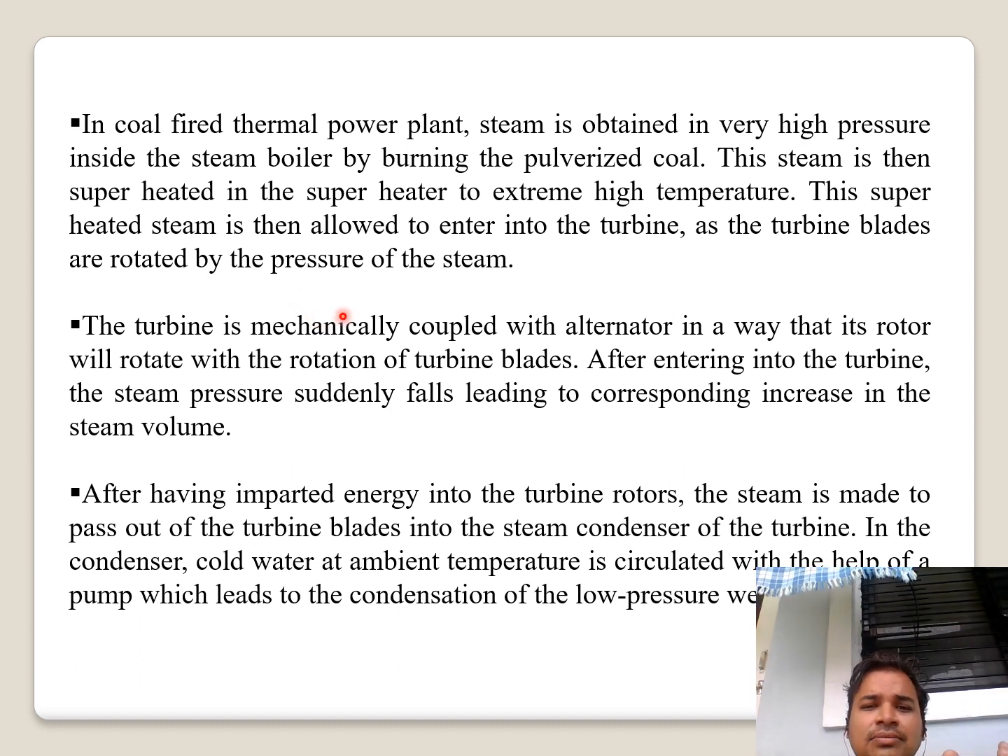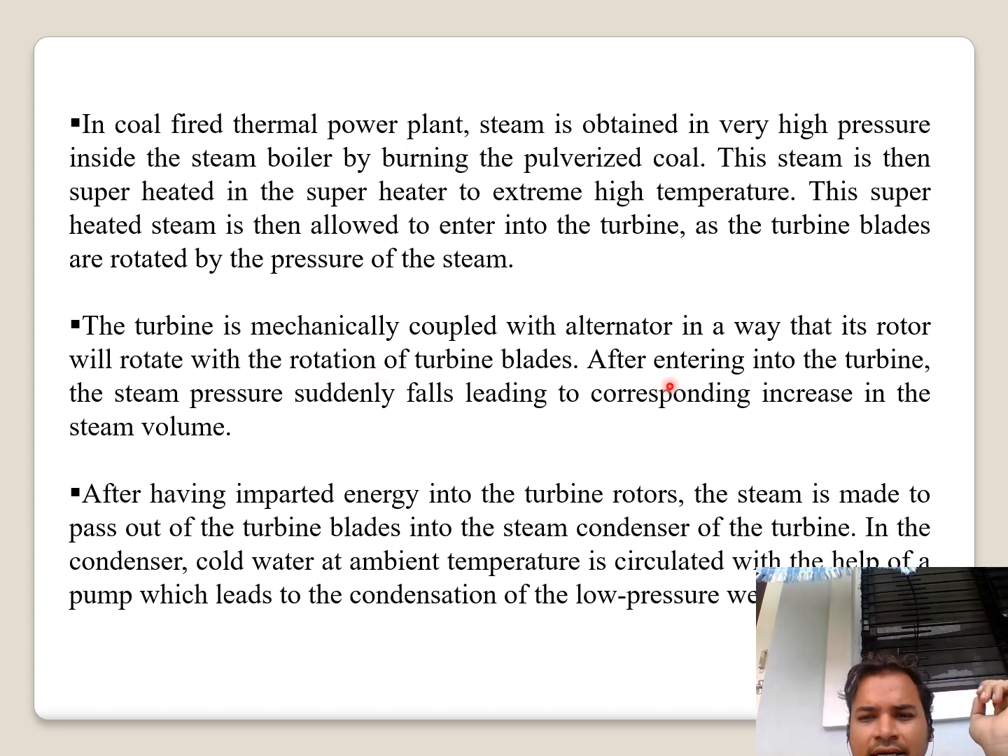Then the superheated steam is made to enter the turbine, and the blades of the turbine are rotated by the pressure of the steam. The turbine is mechanically coupled with the alternator. An alternator is a device used to produce electricity, meaning it generates alternating current. Its rotor rotates with the rotation of the turbine blades, so the frequencies of the rotor, the alternator and the turbine blades are coupled, made the same.